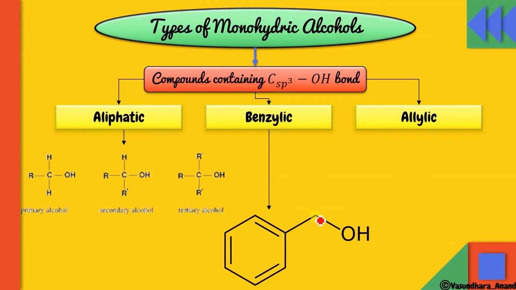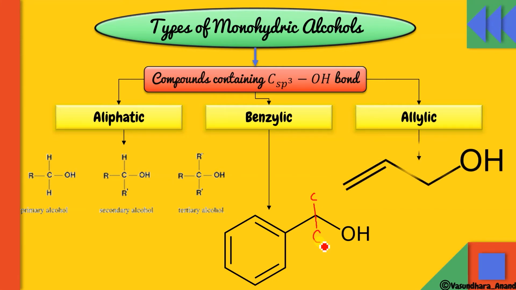Yes, this one is attached with only 1 carbon, so it is primary. If I remove this hydrogen from here and put a carbon over here, it will be secondary. And here, if I remove one more hydrogen and put a carbon, this will be considered tertiary. Okay, so this is a tertiary benzylic alcohol.